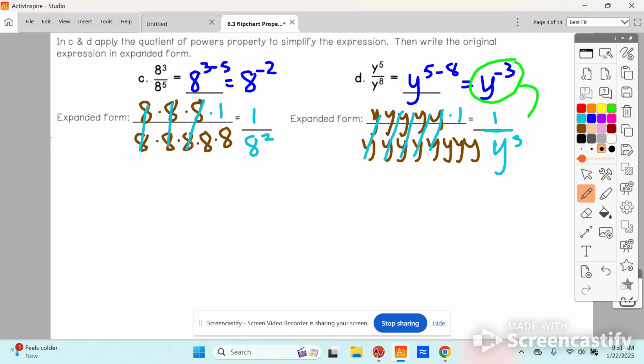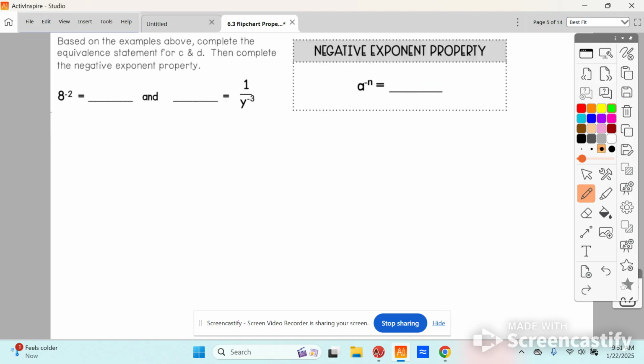I go from having a negative numerator to a positive exponent in the denominator. Same here. I have a negative numerator, and I end up with a positive exponent in the denominator. When you have a negative exponent property, you can move it to the opposite position. So if it's a numerator, it becomes a denominator and positive. If it's a negative denominator, it becomes a numerator and positive. So 8 to the negative 2 would be the same as 1 over 8 to the positive 2. And 1 over y to the negative 3 would become just a y to the positive 3.